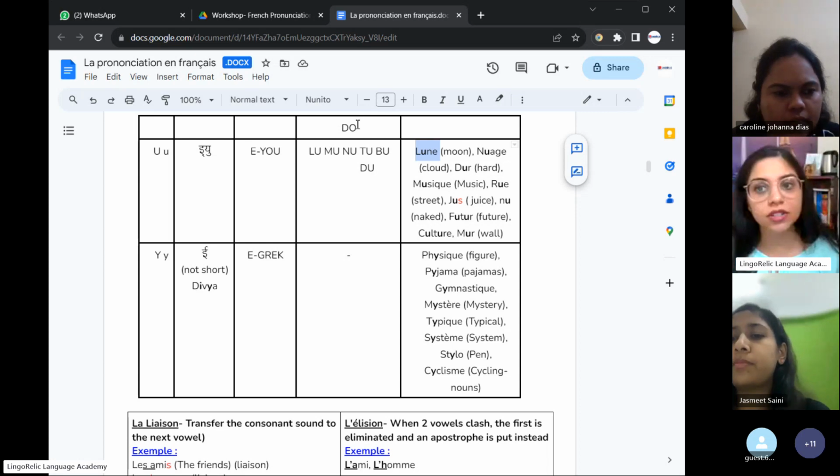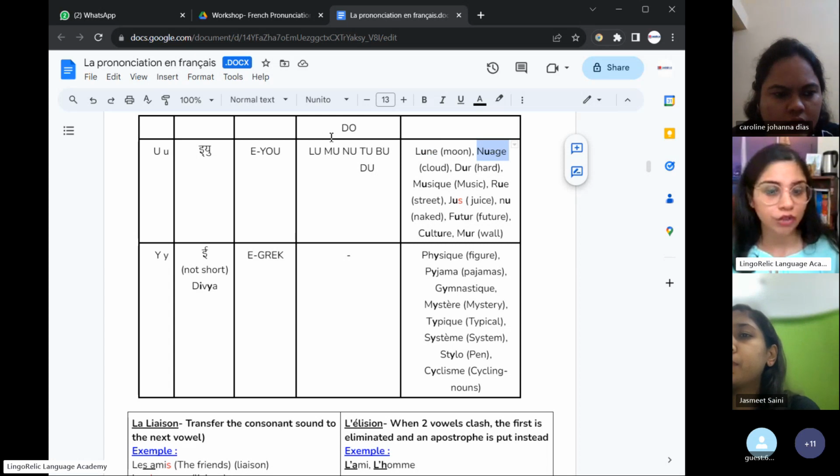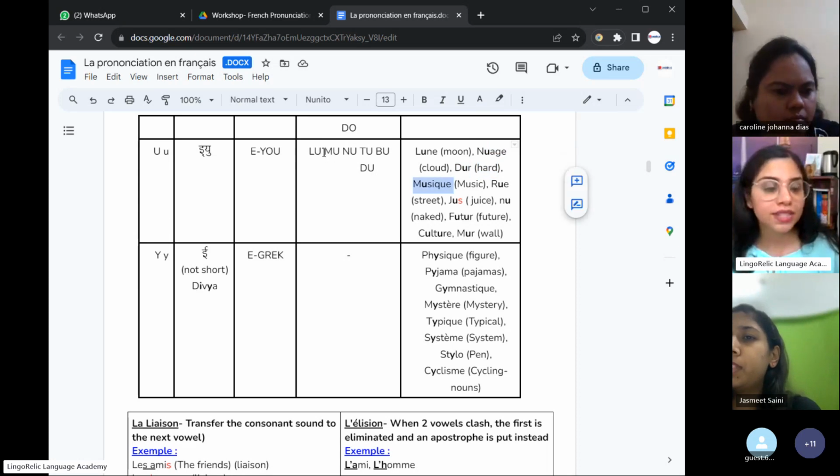So this is nuage, nuage, which is a cloud. Dur, dur, which is for hard. Musique, musique, music. This is a word.